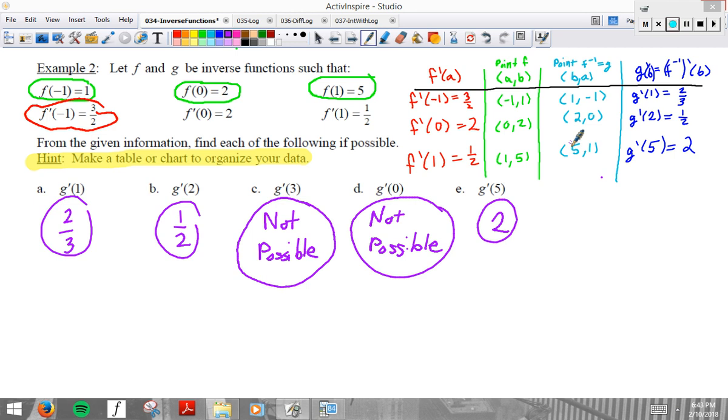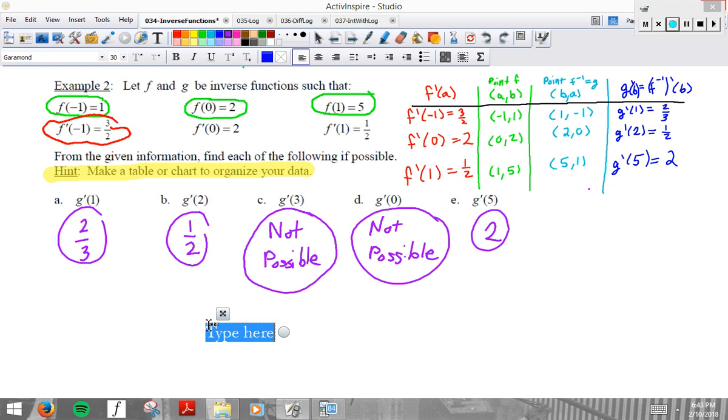So, you should go ahead right now and do your best to try 4 through 8. They get progressively harder, but if you keep this in mind, g prime of b. Oh, so I need to know (b, question mark), then f prime of question mark. You'll do fine.